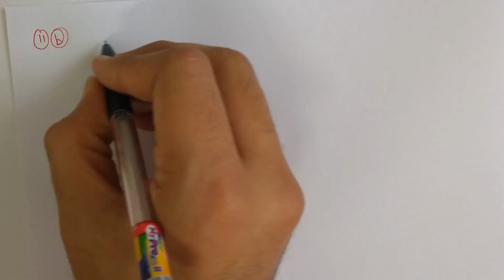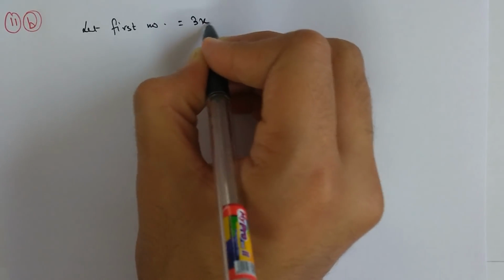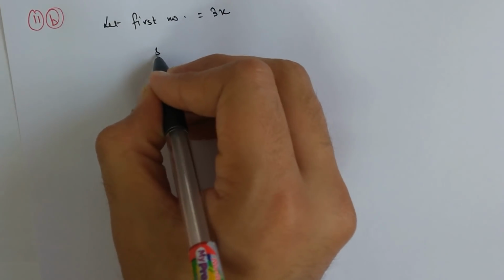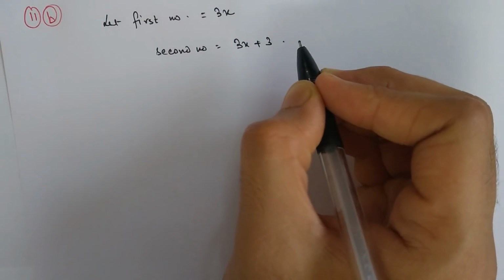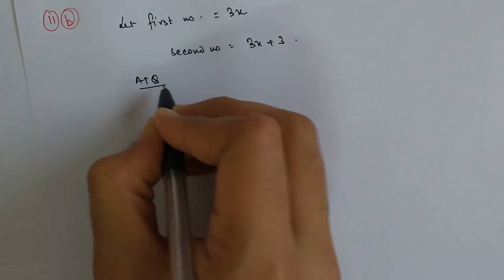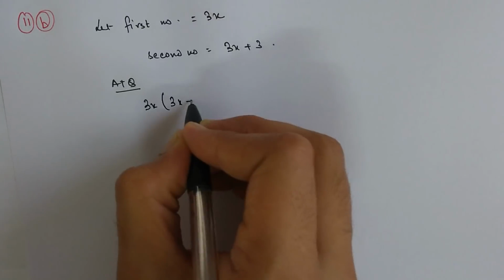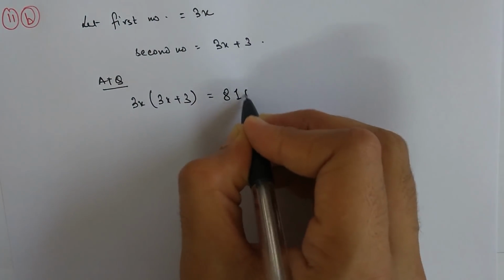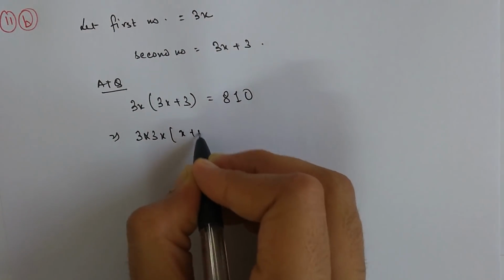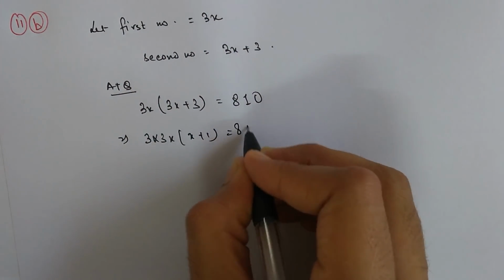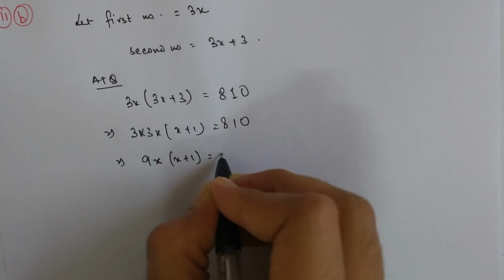That means let the first number be 3x, and then the second number will ultimately be 3x plus 3. Now it was given in the question that the product of both these numbers is equal to 810. So 3x into (3x plus 3) is equal to 810. 3 into 3x (x plus 1), as the 3 comes out, is equal to 810. Therefore 9x into (x plus 1) is equal to 810.